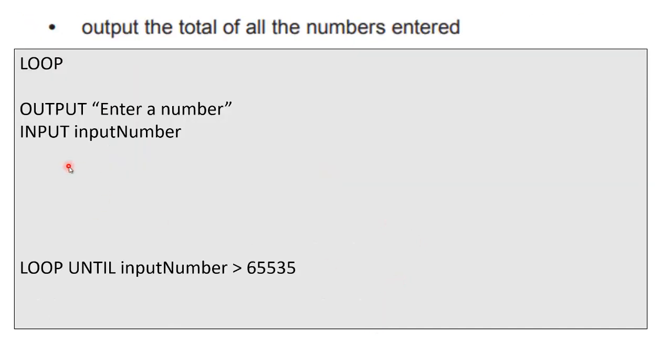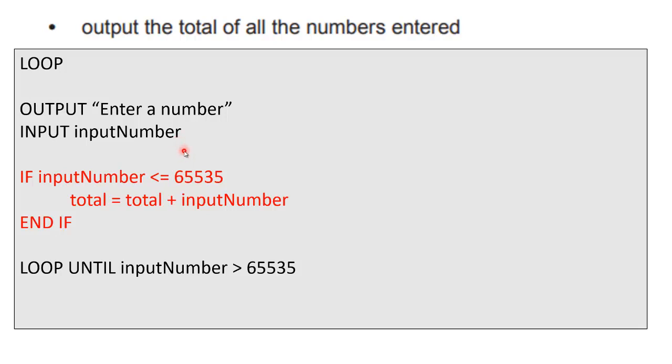So I've just made a bit of space. That's still the same text that was on the previous slide, but I've made a bit of space for the next bit to appear. So we now need to output the total of all the numbers entered. So we need to check first if it's a valid number. So is this number less than our rogue value? Because we haven't ended the loop yet if it is a rogue value. So we need to first check if it's a rogue value.